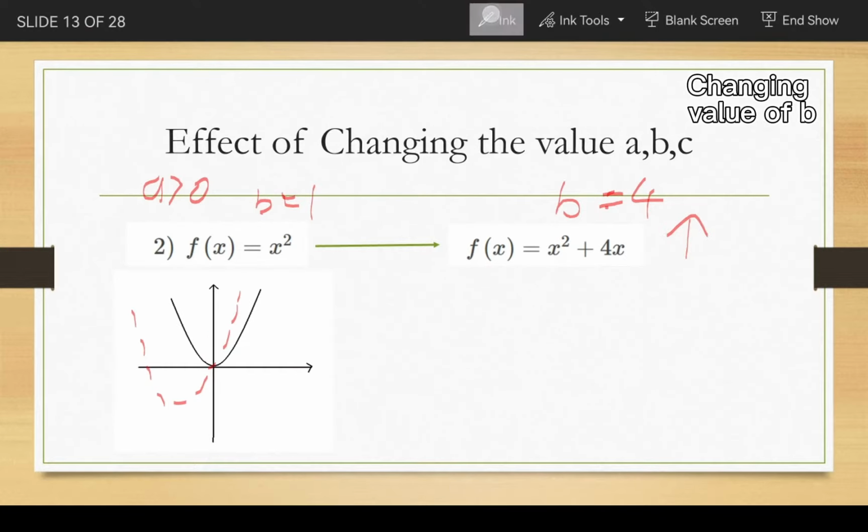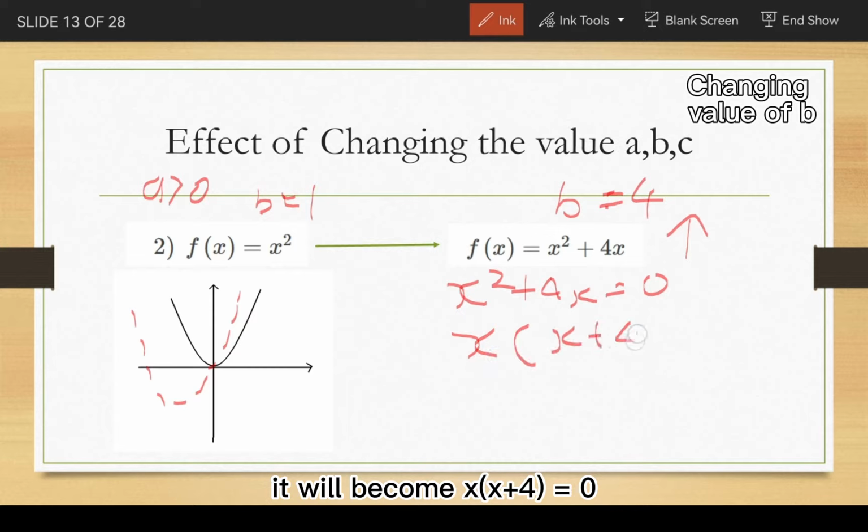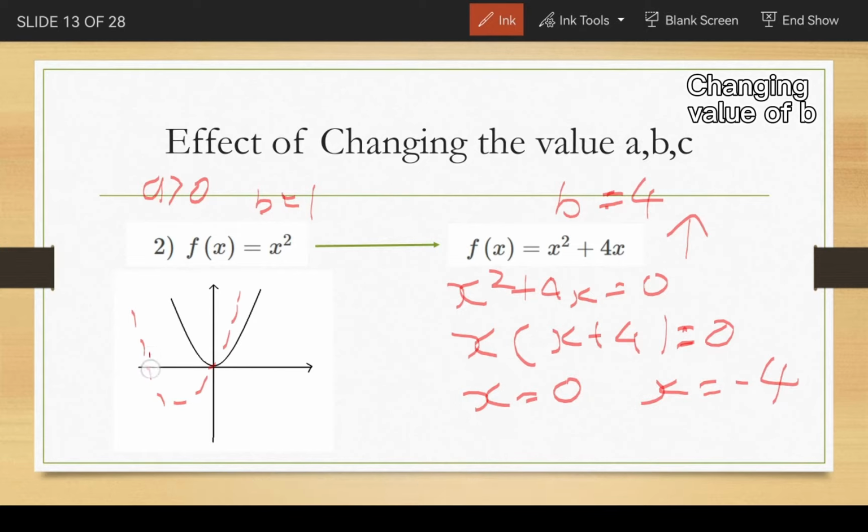Okay. Next, I will show you the reason. So let's factorize x squared plus 4x equals 0. It will become x times x plus 4 equals 0. So the final answer will be x equals 0 or x equals negative 4, which is negative 4, and this will be 0.